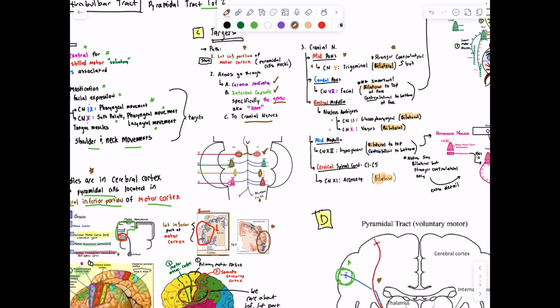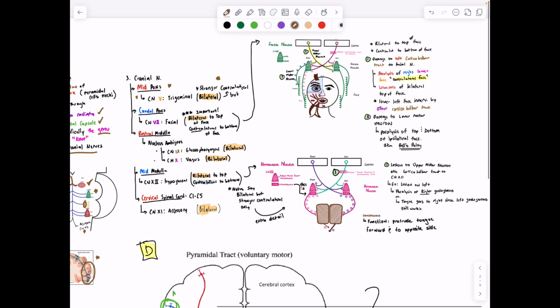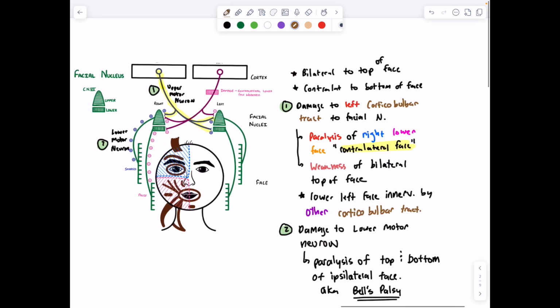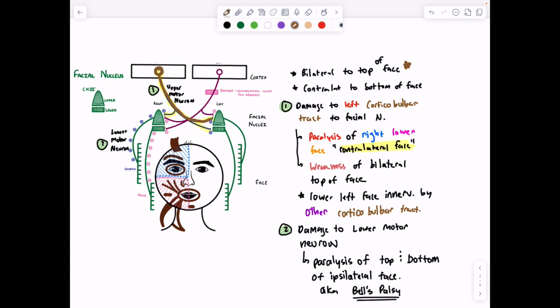Then we have the caudal pons, so moving further down, and we have the facial nerve. And this one is a little bit tricky because it is bilateral, but only on the top. So here's a diagram from our friend Ninja Nerd. And so the idea is that it's bilateral. So if this is our tract coming in, a cortical bulbar tract, it's bilateral to the portion of the facial nucleus that deals with the top of the face, right? And we can see that here.